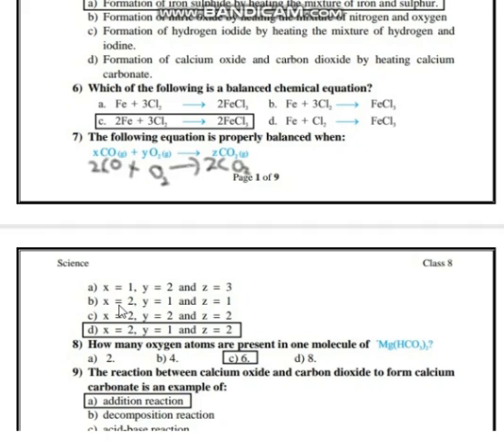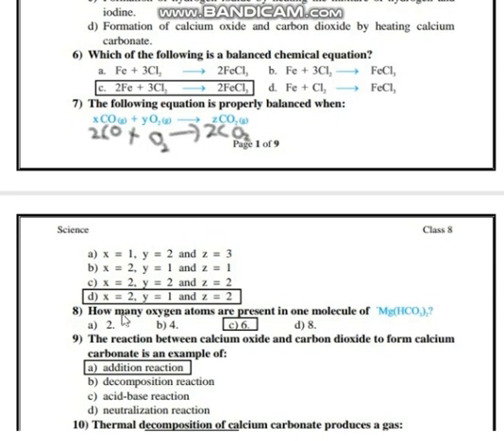Similarly, all these values are given one by one, and in the last, if we give x equal to 2, y equal to 1 and z equal to 2, then we have to check whether it is balanced. There are 2 carbon atoms in the reactant and 2 carbon atoms in the product, so carbon is balanced. And for oxygen, there are 2 oxygen atoms plus 2 oxygen, 4 oxygen atoms total in the reactant, and 2 multiplied by 2, 4 oxygen atoms are produced in the product, so it is a balanced chemical equation. The right option is option D.